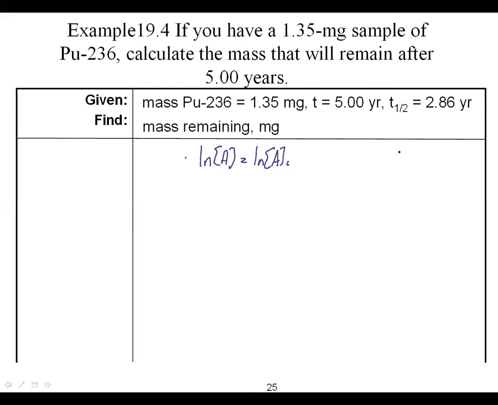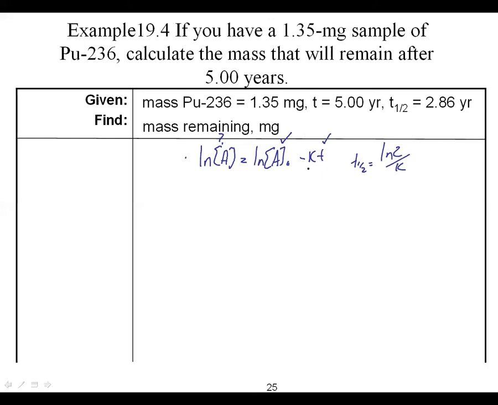And again, a couple of first order equations. And in this particular case, we are starting with 1.35 milligrams. So that's really our initial. And we want to know how much will remain. So that's really our final, right? We want to figure that out after 5 years, so we do have the time.